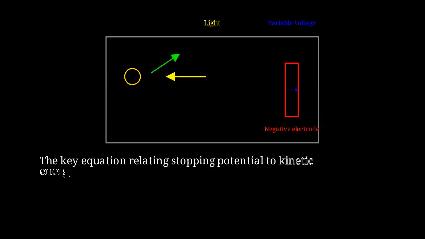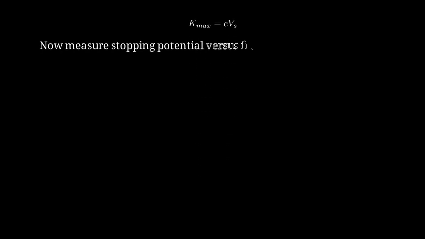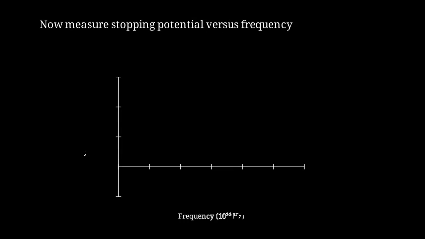At stopping potential, the kinetic energy of the electron equals the potential energy it must overcome. Kmax equals eV_S, where e is the electron charge. Now we systematically vary frequency and measure the stopping potential for each frequency. Keep intensity constant. Remarkable! We get a perfectly linear relationship. Stopping potential increases linearly with frequency. The x-intercept is the threshold frequency, and the slope is universal.